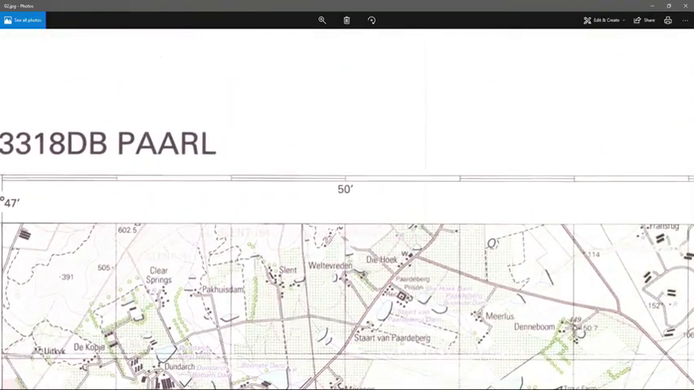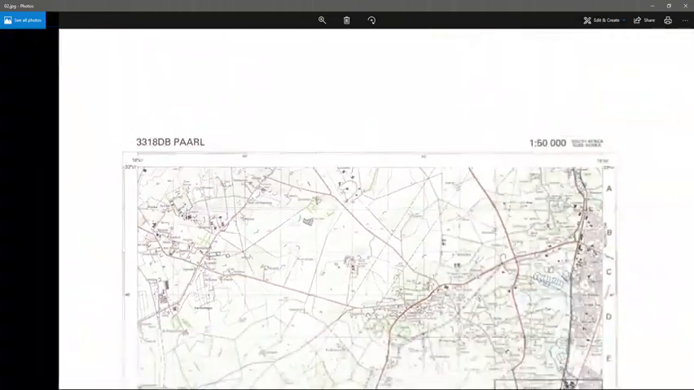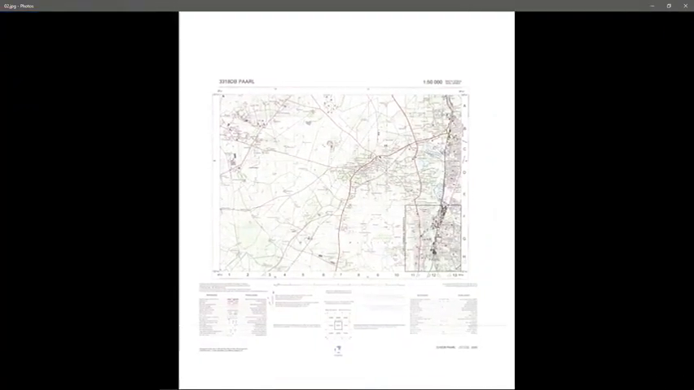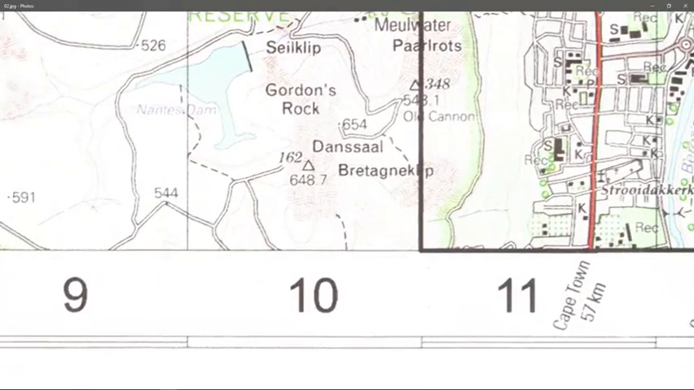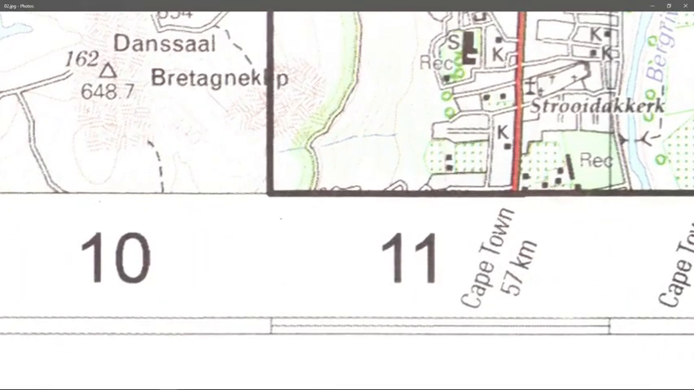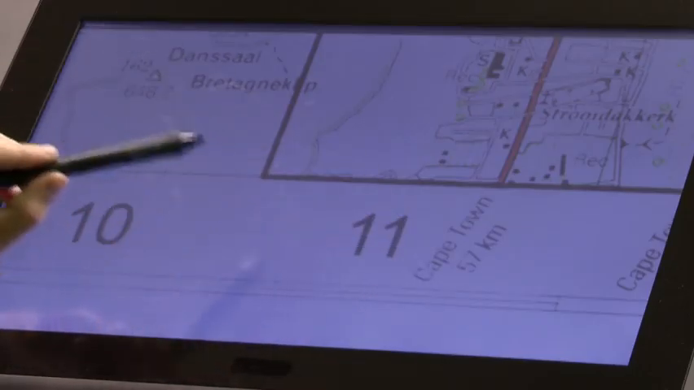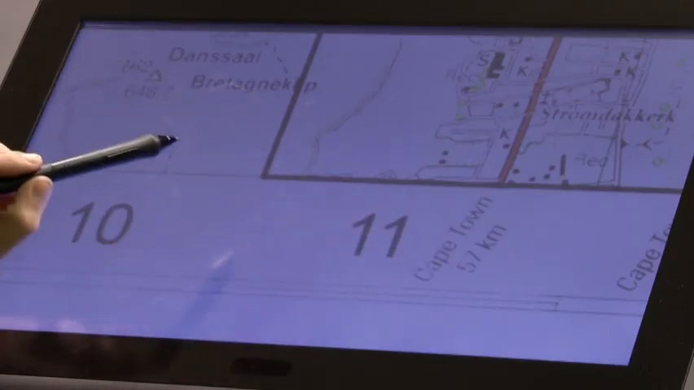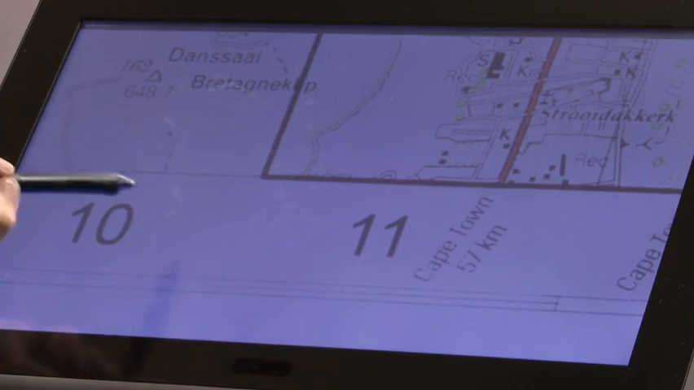Now, if you look at Paarl, your first clue comes at the bottom of your map that shows that Cape Town is 57 kilometers away. What do we know immediately? That Paarl is based in the Western Cape. And when does the Western Cape receive most of the rainfall? Usually during winter months.